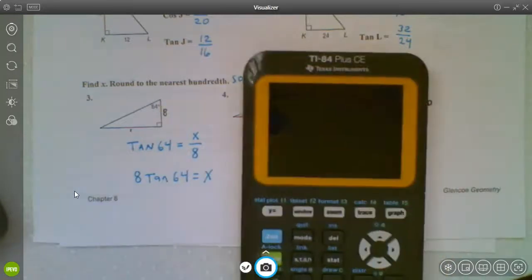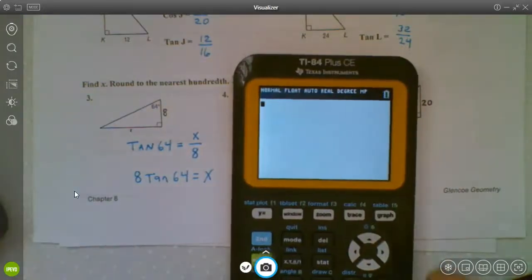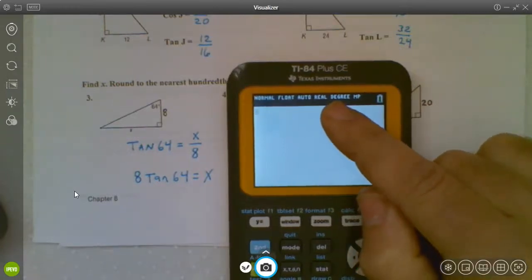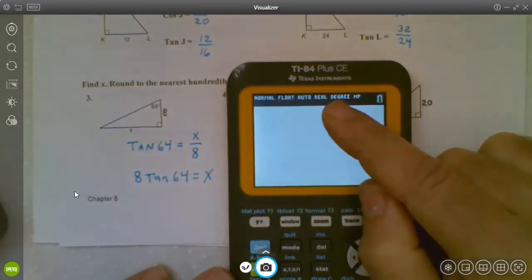As I look at this, guys, one thing that's important is there are two different modes for calculators. One is degrees and one is radians. We are going to only work with degrees, so you always want to make sure your calculator's in degree mode. Otherwise, you won't get the right answer.